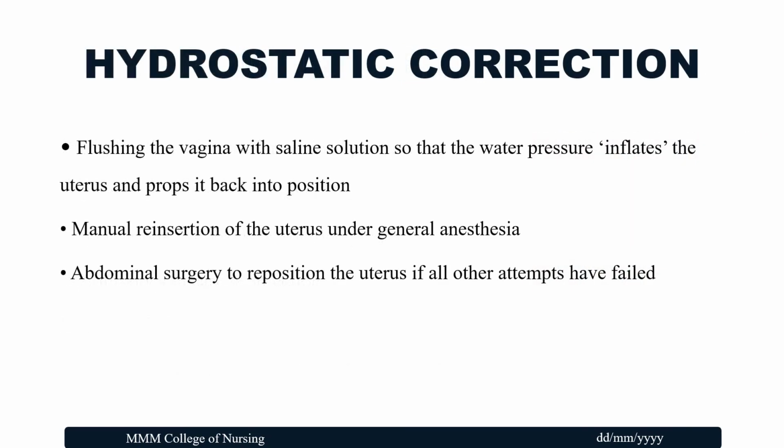For hydrostatic correction, we will flush saline solution into the vagina. So the water pressure will inflate the uterus, and when it probes back, it will come into the normal position. And sometimes we will do manual reinsertion of the uterus under general anesthesia. If all these attempts fail, they will move to abdominal surgery to reposition the uterus.